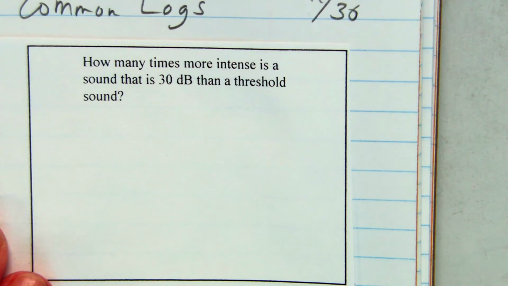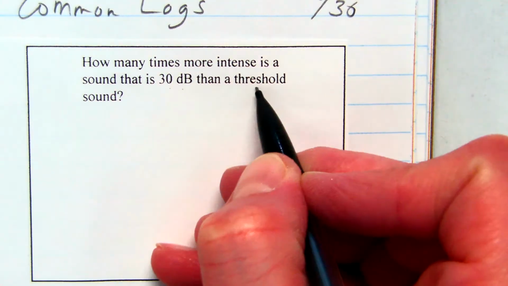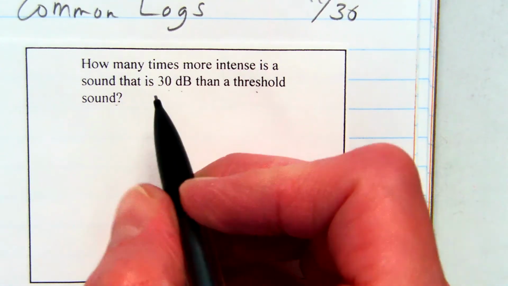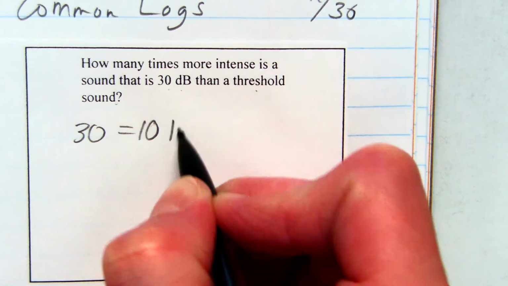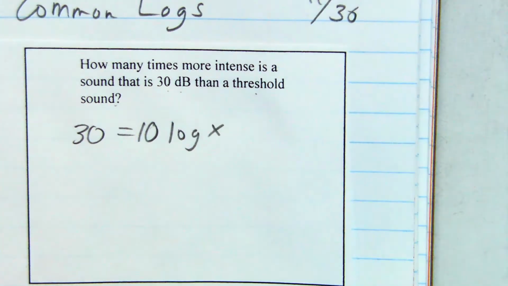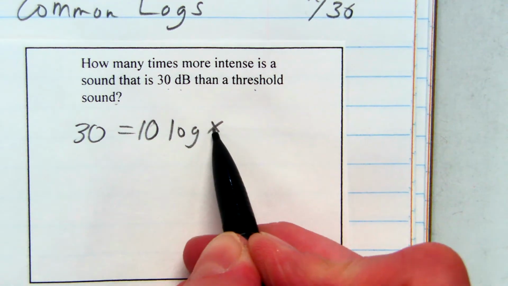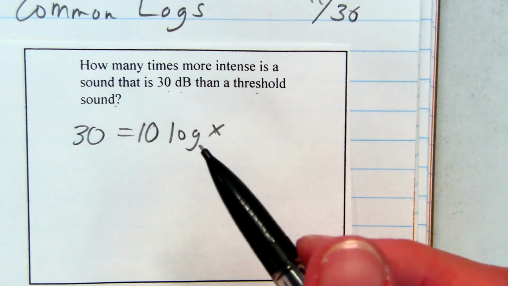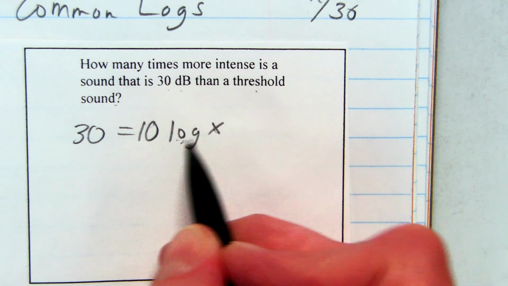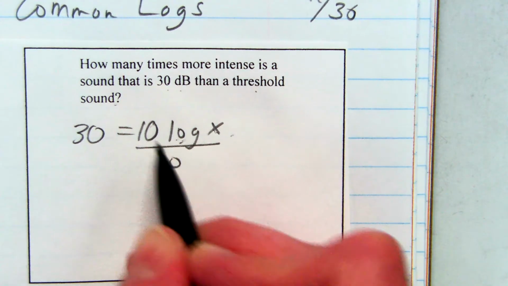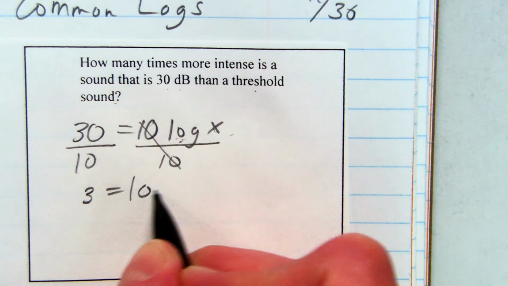The next one says how many times more intense is a sound that is 30 decibels than threshold sound. So basically you have 30 equals 10 times log of x. And so you're just putting this in and trying to figure out that intensity. I think you had it, but we'll just go through the steps. You want to solve for the log part first. So divide both sides by 10. You'll get 3 equals log of x.